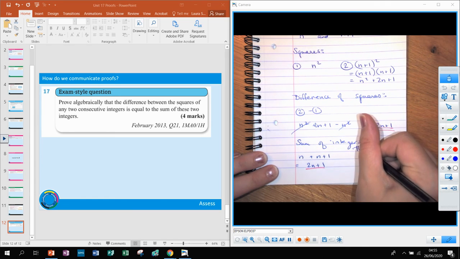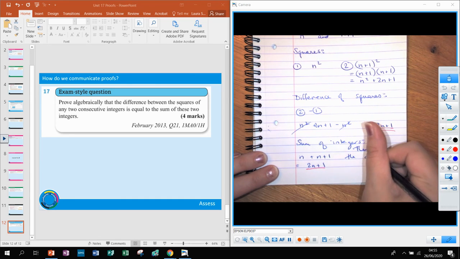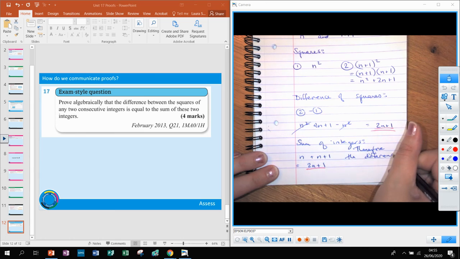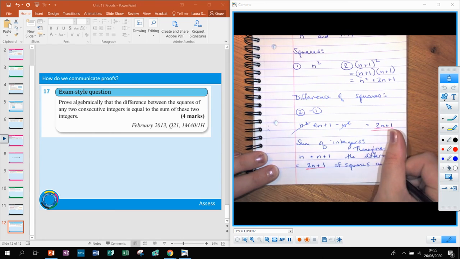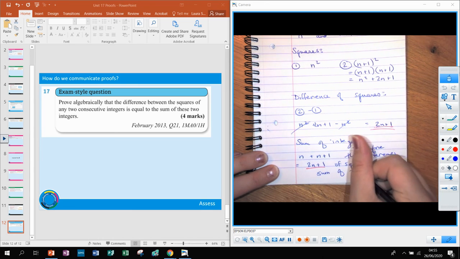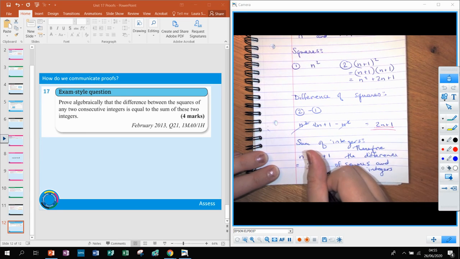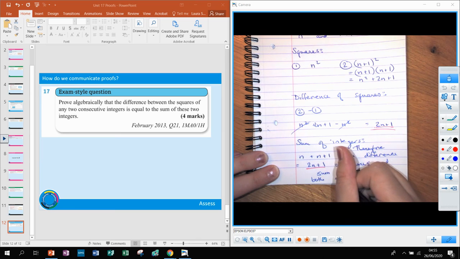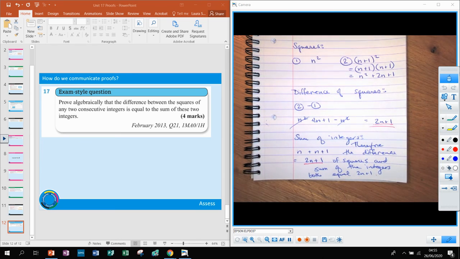Then we just need to say that therefore the difference of the squares and sum of the integers are both equal to 2n plus 1. Okay, and we've shown it. All right, so that's lovely. Hopefully you had a statement at the end. Hopefully you were able to work through this, okay?